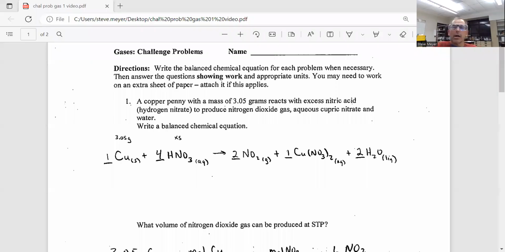Okay, here we go. We go back to a screen share here, and I'm going to pull this up. And here is question number one. So we got copper. I'm going to grab a spotter. We got copper plus nitric acid forms NO2 gas, copper nitrate, which we really haven't seen, and then we got H2O as a liquid, which is part of the system. All right, I already balanced the equation. Let's go to solving that.